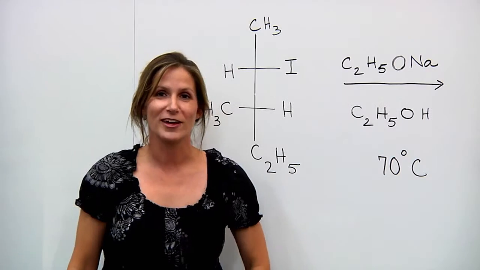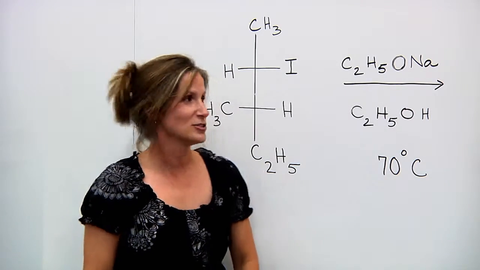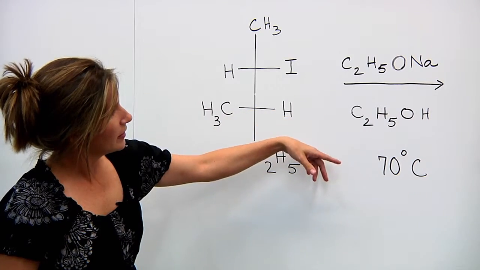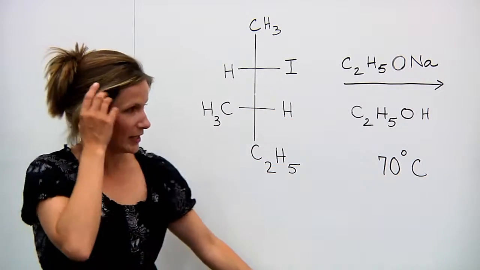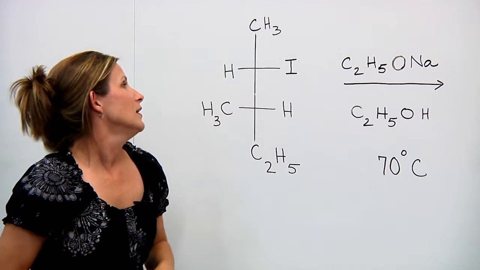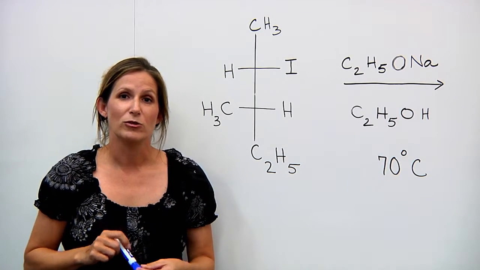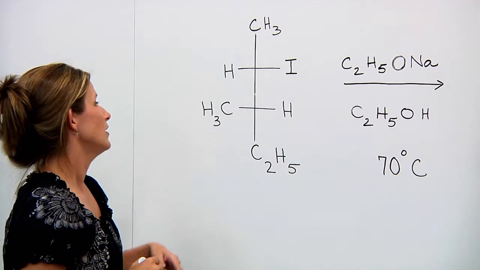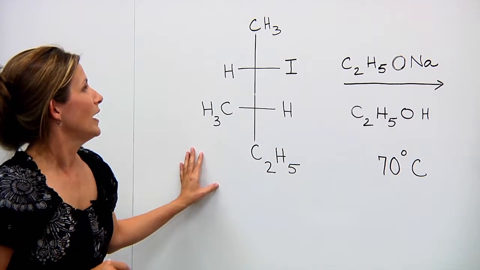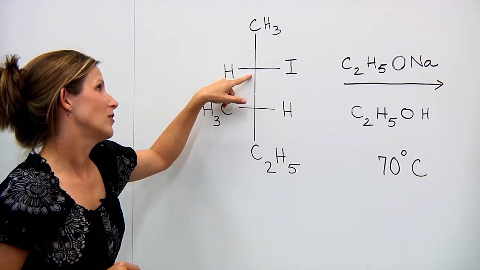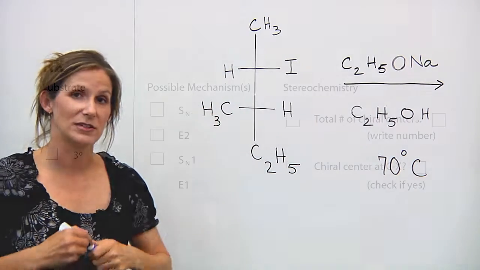We're going to take another look at elimination substitution reactions. So here we have our substrate and our reaction reagents and our reaction conditions. Now, the first step of our strategy is to identify the location of our leaving group on our substrate. So here in this example, iodide is going to be our leaving group. It's located on a secondary carbon, making this a secondary alkyl halide.